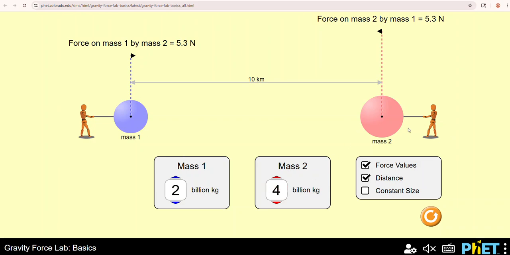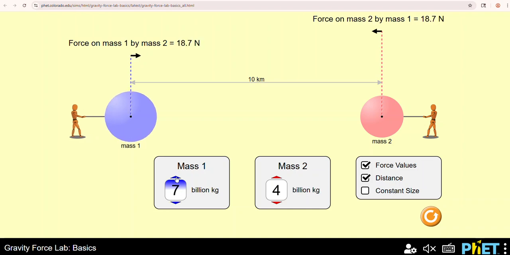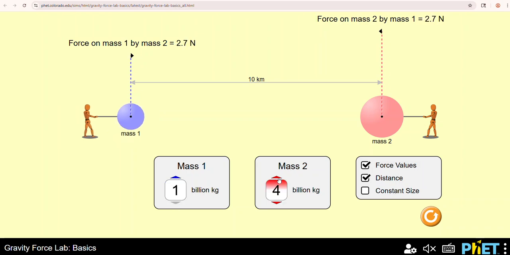We have two masses, mass 1 and mass 2, and here you can control the magnitude of the mass with these arrows, so you can increase or decrease the mass of the bodies. I want to highlight that in this case the mass of the bodies are in billions of kilograms.